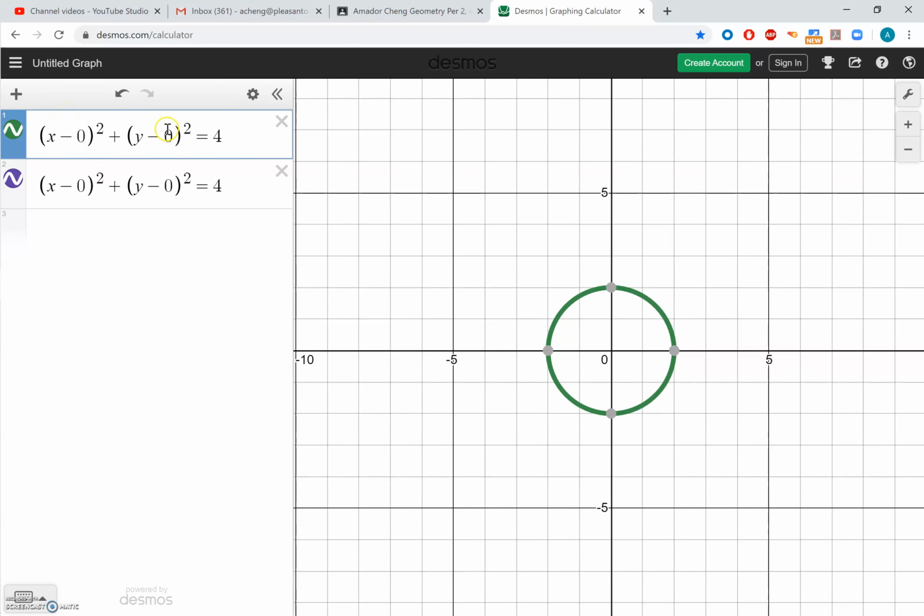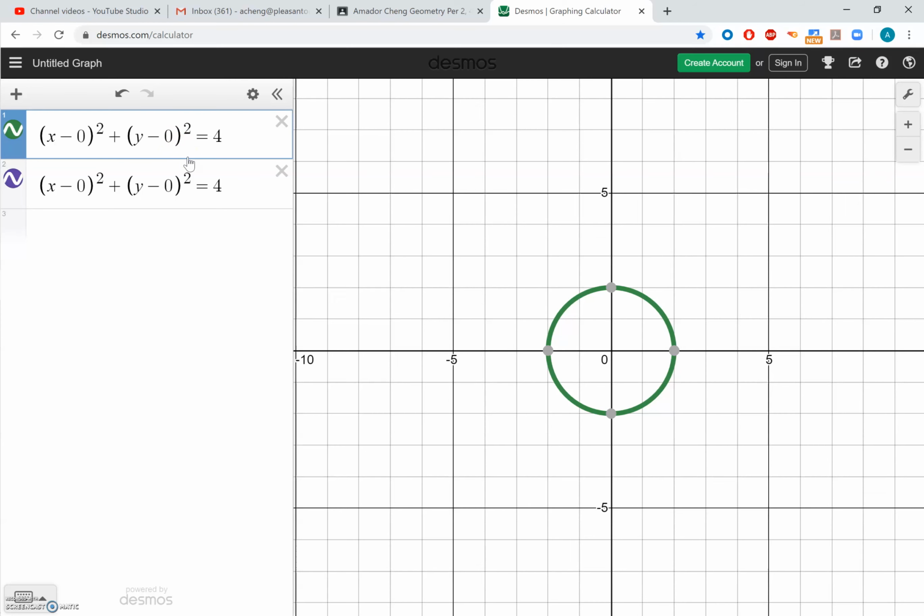If I was instead to say plus 2, then we're going to go to the left 2, or plus 3, or plus 5, or whatever. And we're going to go to the left. So plus is going to move our circle to the left, and then minus is going to move our circle to the right. So I'll move that back to the center. For y's, it's also going to do the same thing. It's going to go the opposite direction that you think.